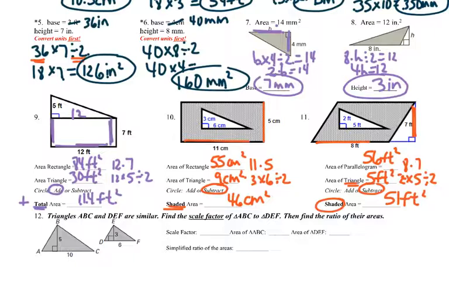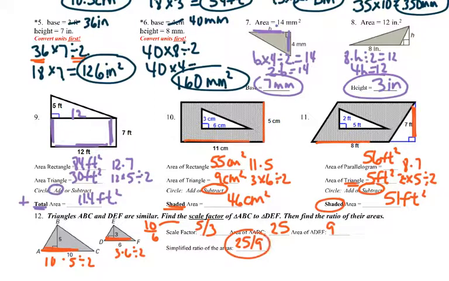The last one's talking about the ratio of areas and how it compares to our old friend, the scale factor. So the scale factor here is going to be 10 out of 6, which reduces to 5 over 3. If I find the area of each triangle, this one would be 10 times 5 divided by 2, or 50 divided by 2, or 25. Here it would be 3 times 6 divided by 2, or 9. So the ratio of the areas is 25 over 9.